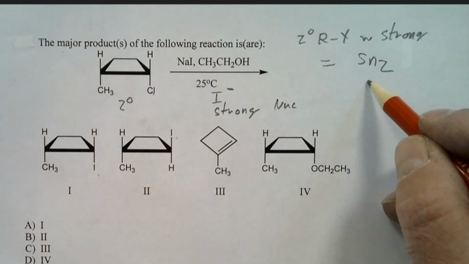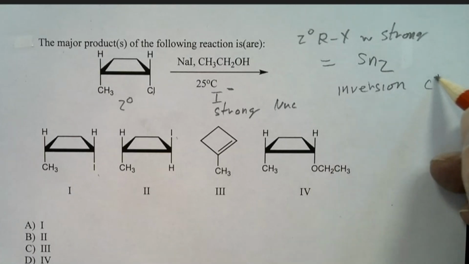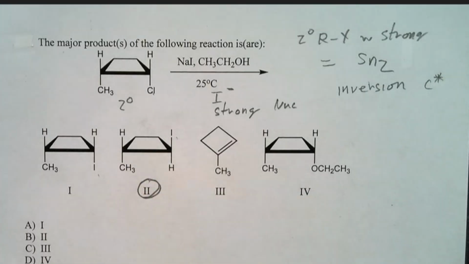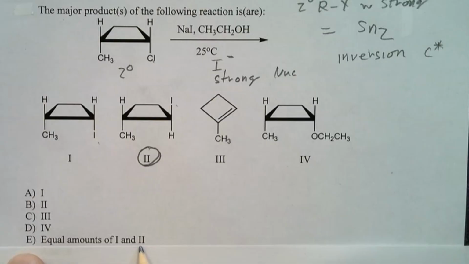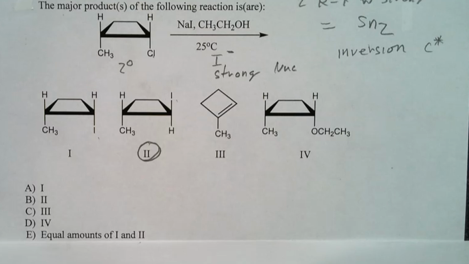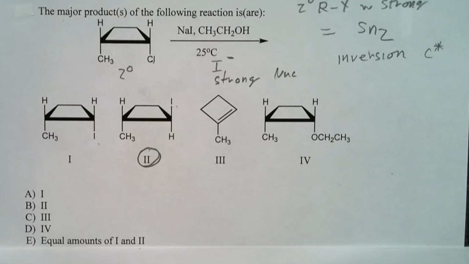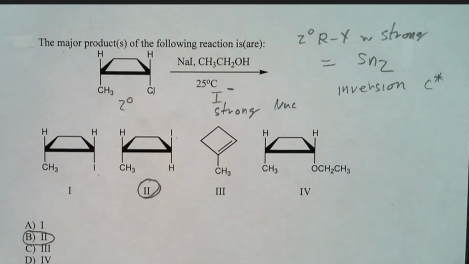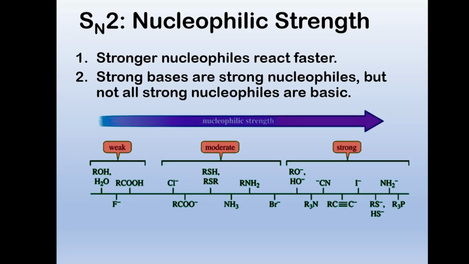What do you also know about Sn2 reactions? Inversion of our asymmetric carbon. So that means I'm thinking it's only going to be that one. Now, what about this red herring here, equal amounts of 1 and 2? That's what we'd get if we had an Sn1, where we get racemization. Answer B.